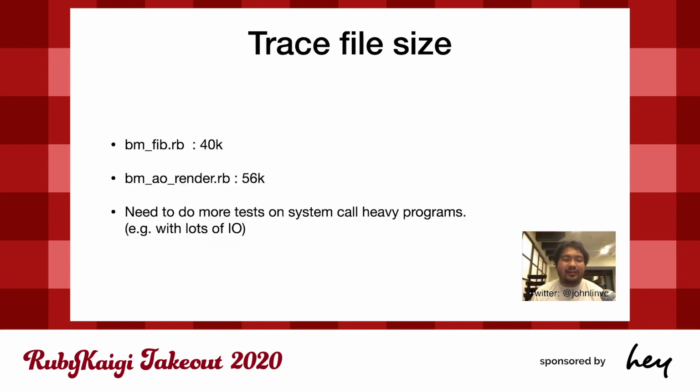And the next one we care about is the trace file. So for Fibonacci, it's around 40K. And for AO render, it's 56K. But I will need to do more tests on system-heavy programs, like programs with a lot of I/O, such as an HTTP server.